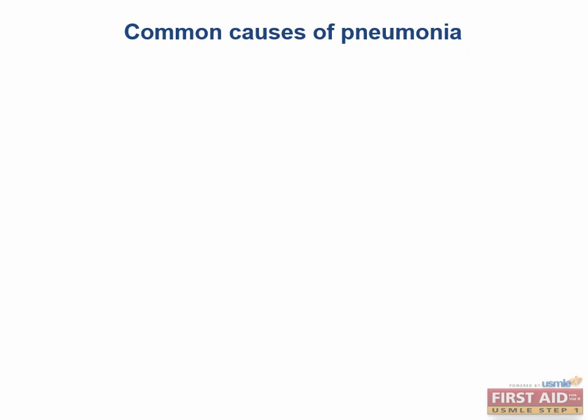So in addition to thinking about the causes of pneumonia by age, there are also special groups of people that are more susceptible to specific types of pneumonia. For instance, can anyone tell me the most common source of pneumonia in alcoholics?